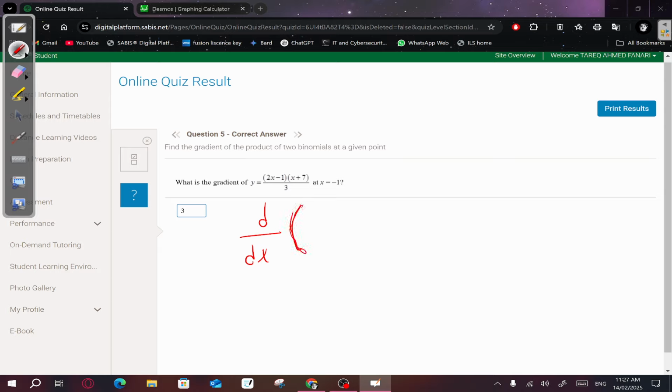Now, you might ask me, what's the point of this? If I have 2 for u and 3 for v, that's very useless. I know that's just going to be the derivative of 6. However, we can apply it to this top part, 2x minus 1, x plus 7. Let's let 2x minus 1 be u and x plus 7 be v. You can derive each and then apply the rule, or you can just do this, whichever suits you best.